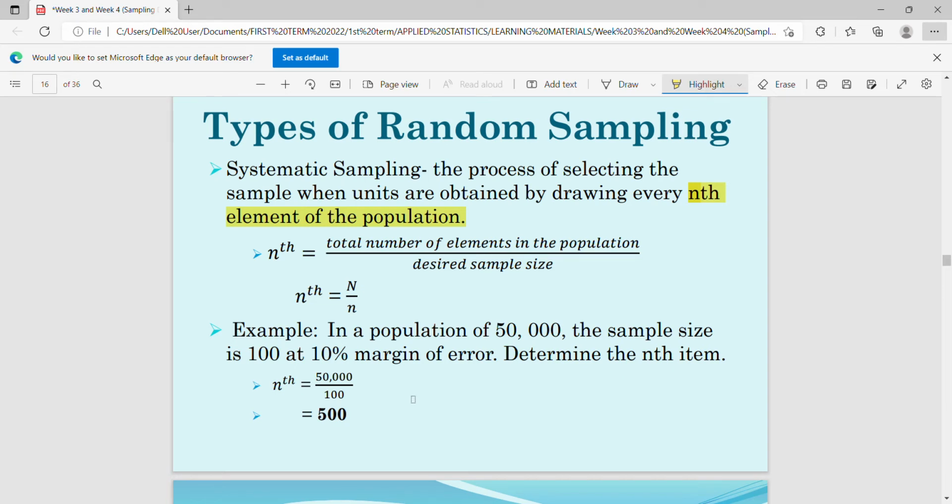which is the sample size. So for example, the first sample is 500, then next, since it is every 500, the next is the 1000, that is the second element. Next is the 1500 element, and so on and so forth, until we come up to the sample size of 100.